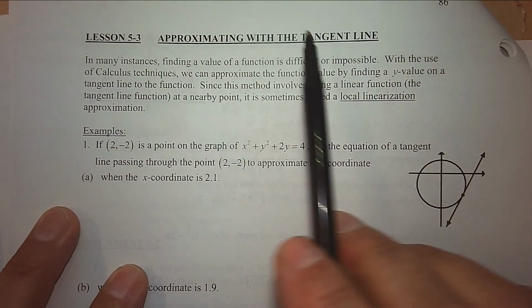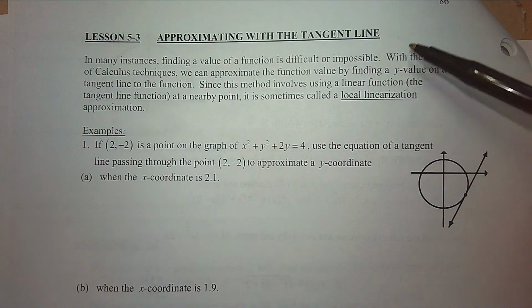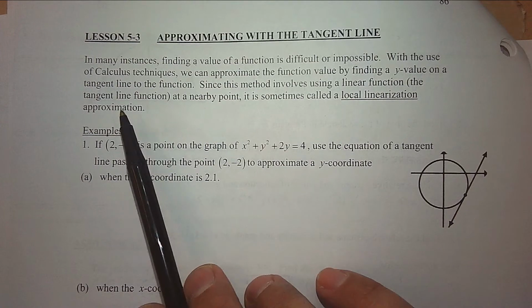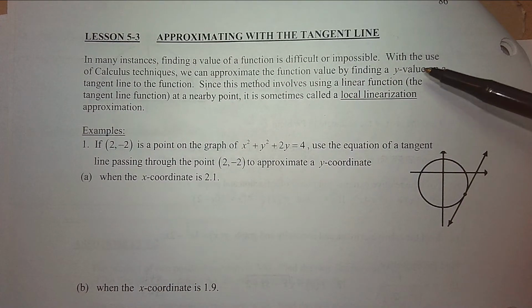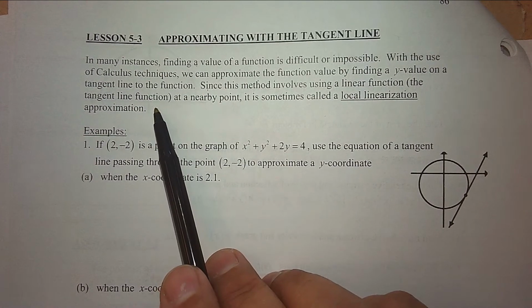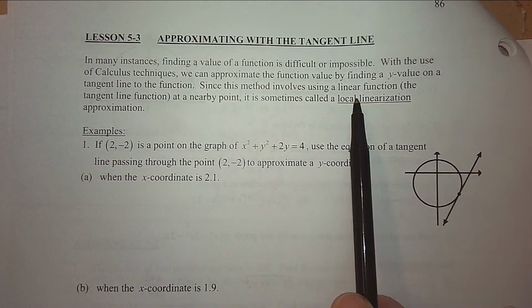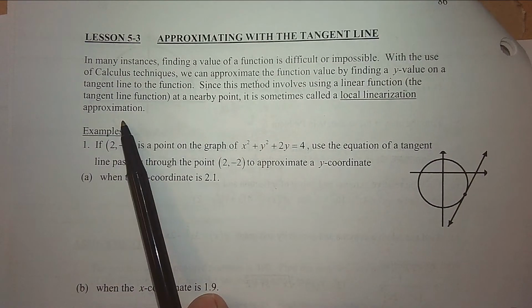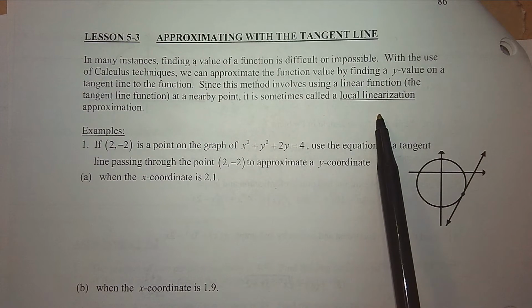Approximating with the tangent line. In many instances, finding the value of a function is difficult or maybe even impossible. With the use of calculus techniques, we can approximate what the value is by finding a y value on the tangent line to the function. Since this method involves using a linear function, that would be the tangent line, at a nearby point, it is sometimes called a local linearization approximation.